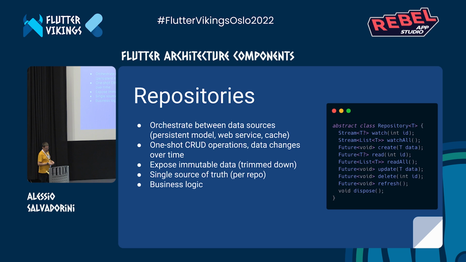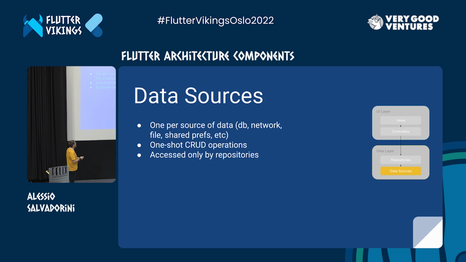And the repositories, they expose the immutable data, trimmed down. So if the Pokemon before the repository has a huge list of fields, after the repository, he exposes only what the UI needs, nothing else. And the repositories know which one is your single source of truth, which is per repo. So different repositories: if I have a movies repository and a songs repository, they can have different single sources of truth, and it's well defined there. And they contain business logic.